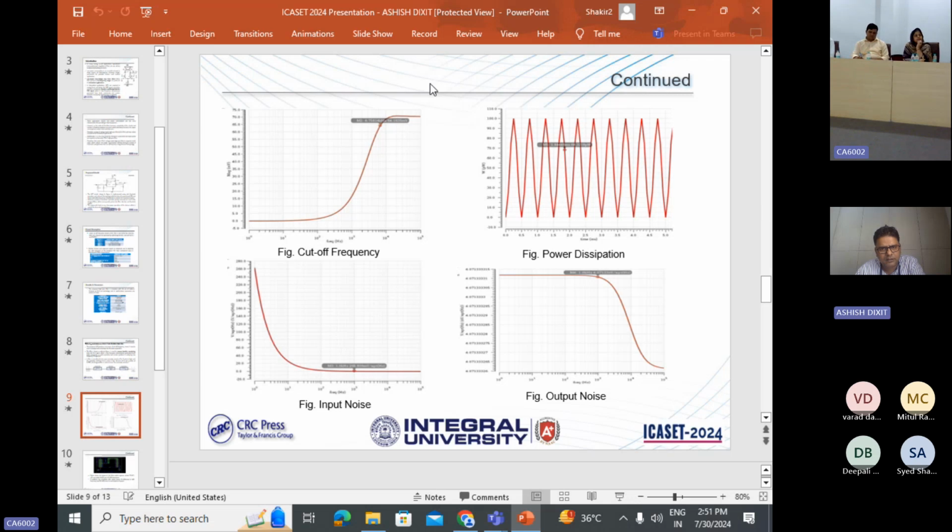These were the results from various filters, that is low cutoff filter, low pass filter, high pass filter, and this is the power dissipation, which is approximately 68.32 picowatt.